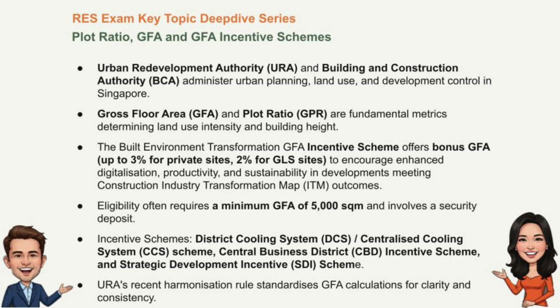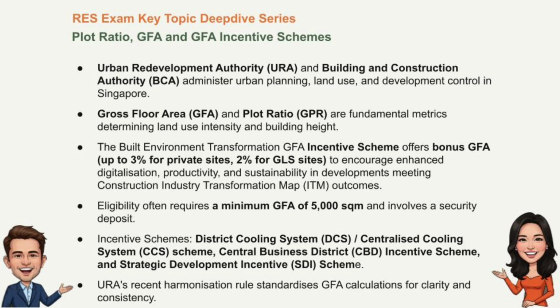And if they don't meet the requirements, what happens then? If they fail to deliver on the promised ITM outcomes, they are liable for a termination sum, which is equal to 100% of the estimated market value of the bonus GFA. The security deposit is forfeited towards this sum. So there's a very real financial consequence for not following through. It underlines that this bonus GFA is conditional on actually achieving the transformation goals. Okay, high reward, but high responsibility. Makes sense for a scheme trying to drive real change.